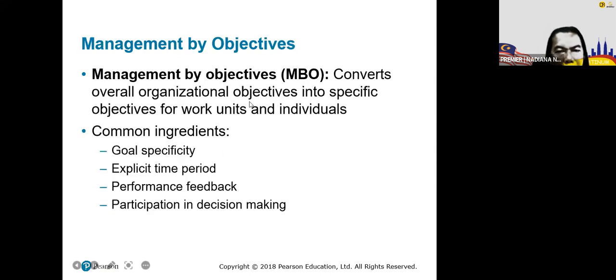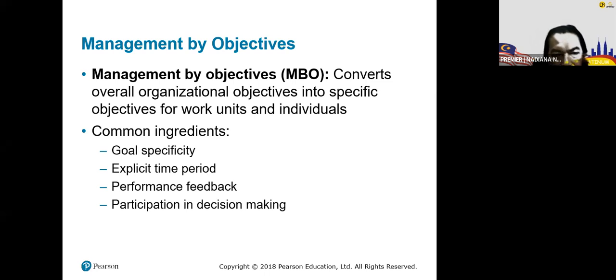MBO, management by objective, converts the overall organizational objective into specific objectives for work units and individuals. Everybody focuses on the organization objective, to accomplish the objective of the organization.